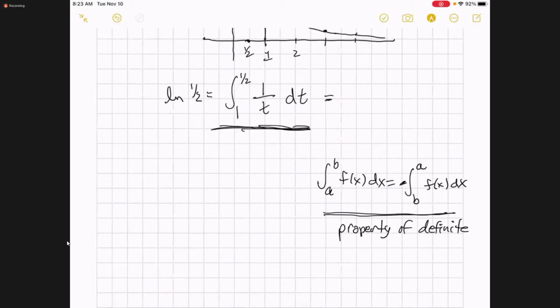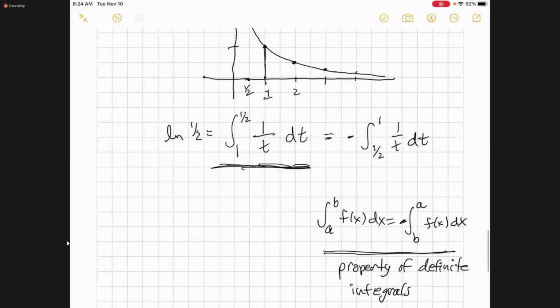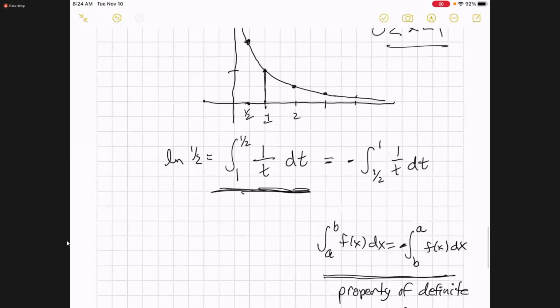Since there are numbers on the endpoints, these are definite integrals. So this is equal to minus the integral from a half to 1 of 1 over t dt. And now 1/2 comes before 1. 1/2 is less than 1. So it's the usual order of the endpoints. And the integral from 1/2 to 1 of 1 over t, that's an area of a region.